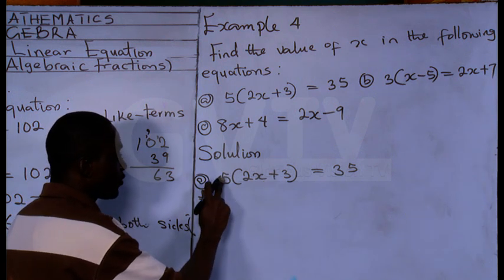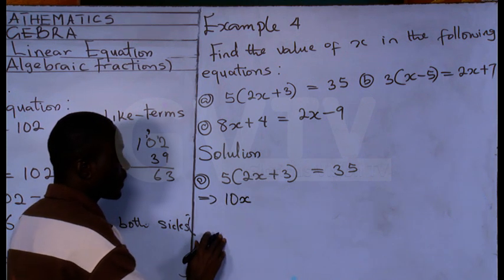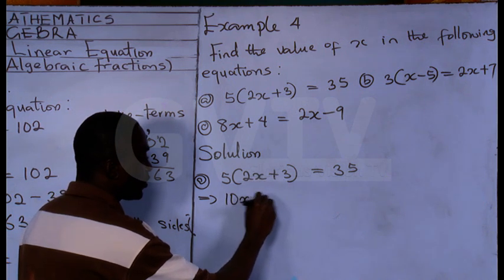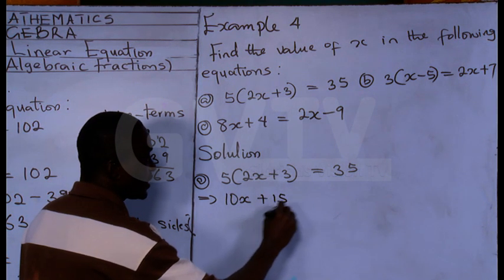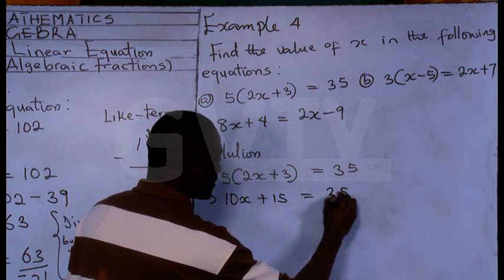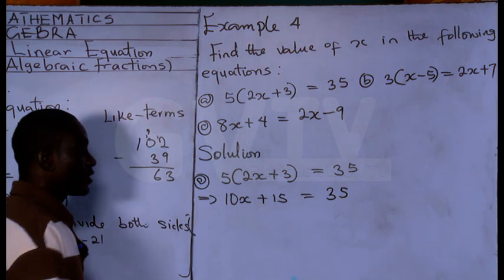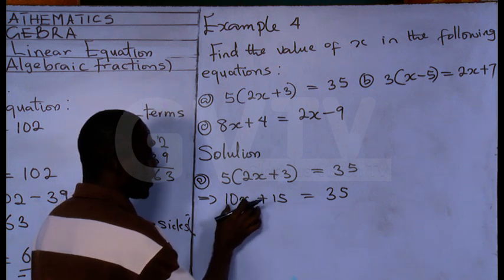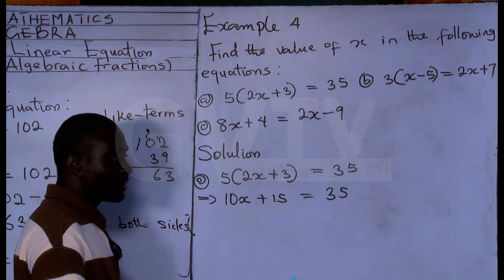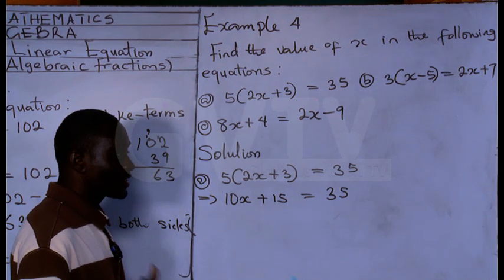bracket. So 5 multiplied by 2x will give us what? 10x. 5 multiplied by plus 3 will give us what? Plus 15. And we have our equal sign to be this, and we have our 35 here. Okay, so we have 3 terms: 1, 2, 3. 15 and 35 are like terms. Because they are like terms, they have to be on the same side, on one side.